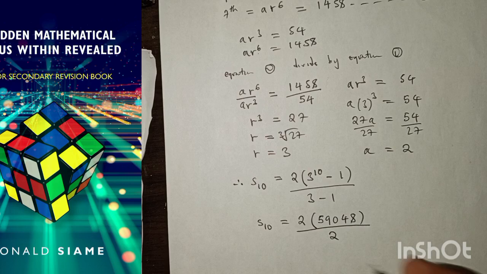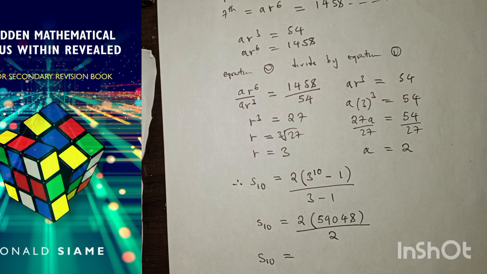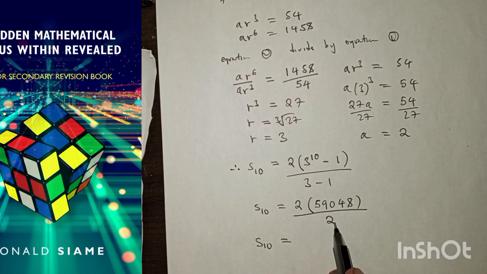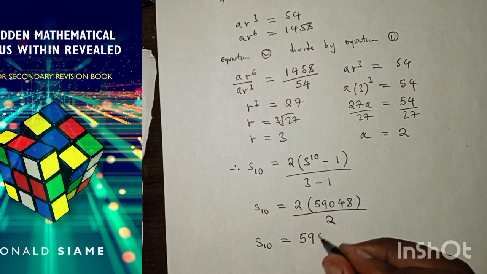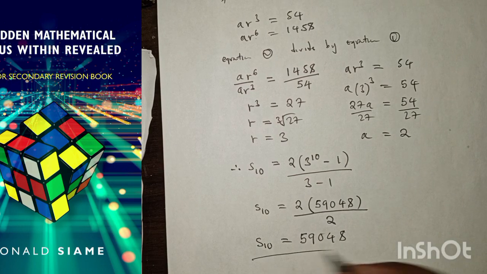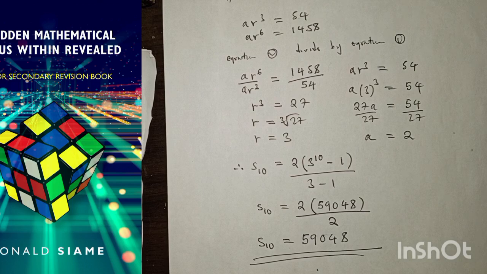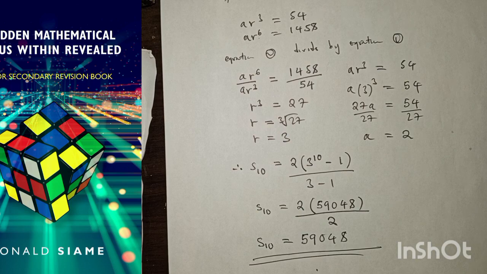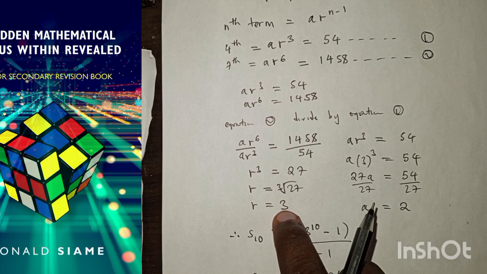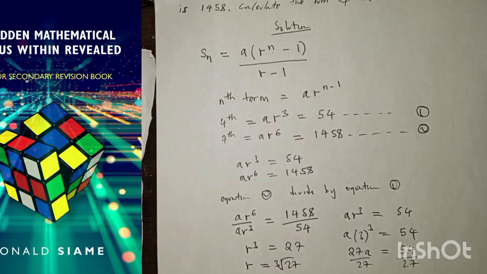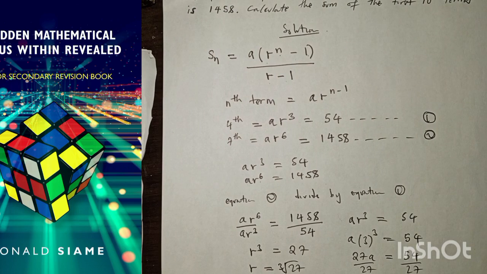That is 2. Okay, so S sub 10 is equal to, so without wasting time, these 2 and these 2 cancel out. So the answer is 59,048. So that is the sum of the first 10 terms of a GP, a geometric progression, given that the first term is 2 and the common ratio is 3. Okay, thank you so much for your time.